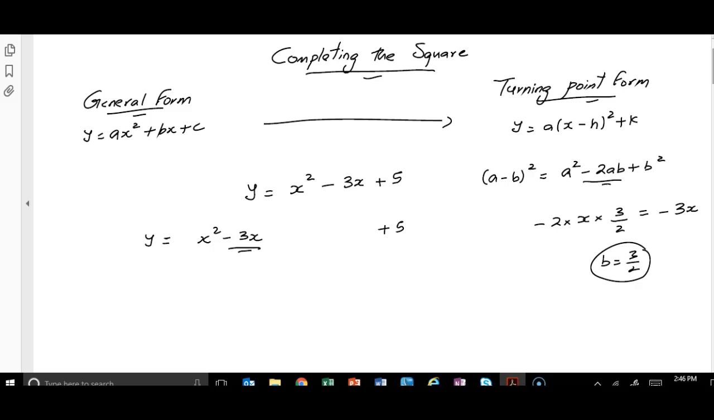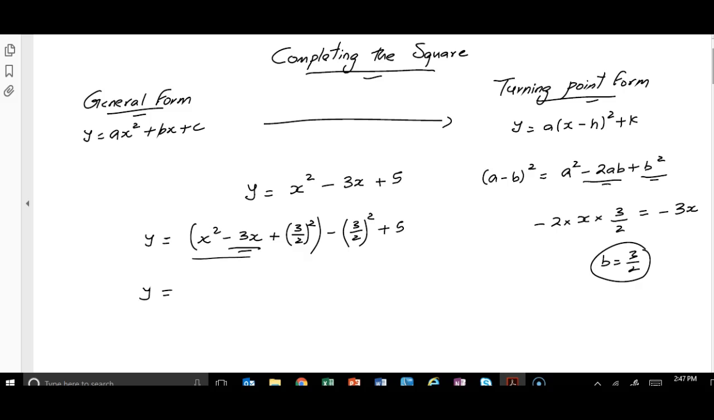Now going back to our expansion of the perfect square rule, the third term is b squared. So we're going to add the b squared to these two terms, which means 3 on 2 the whole squared. But again, we can't just randomly add 3 on 2 the whole squared, so we're going to balance it out by taking it away as well: minus 3 on 2 the whole squared.